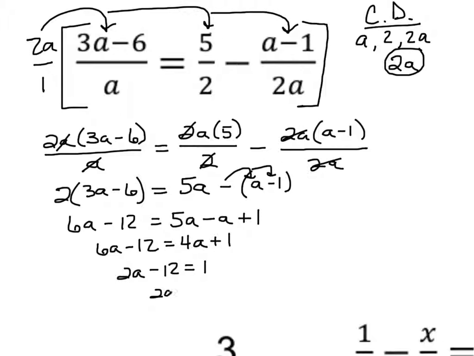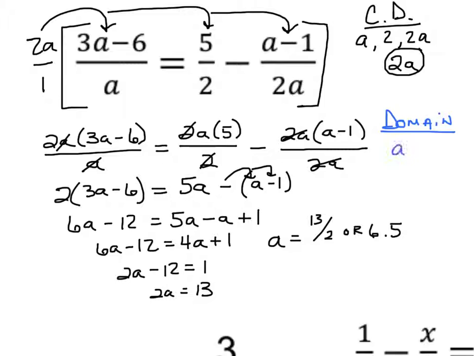Add 12. And now my a value, if I divide by 2, is going to be 13 over 2. Or, if I make it a decimal, it would be 6.5. Now, the one thing that you're probably going to want to do before you solve this is do your domain. And you'll notice on all your domains with a monomial, just like before, in this case, a cannot be 0. Anytime we have a monomial or a one-term item, it's always going to be 0 there. Okay? So that's the first example.